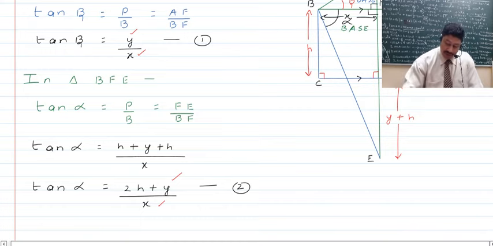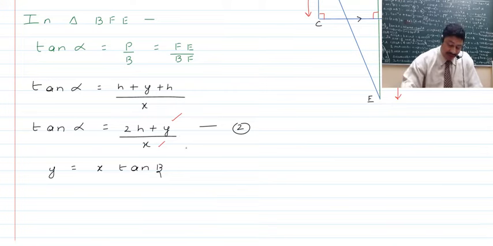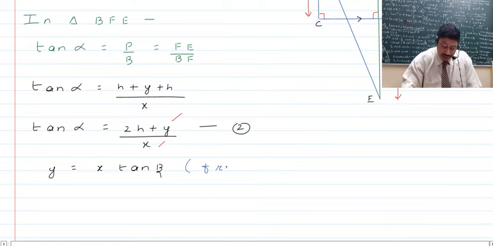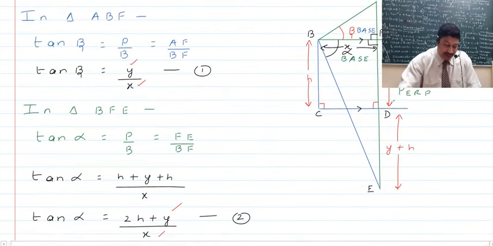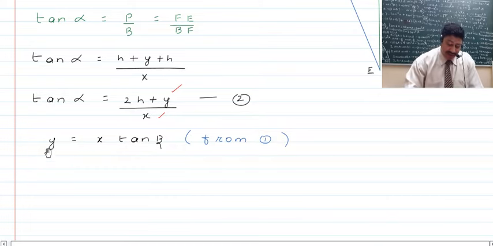So this is what we are going to now do. That is, we will keep the value of Y equal to X tan beta, and we are doing this from equation number 1, right? So from equation number 1, what have we got? We have got Y, which can be written as equal to X tan beta, and this is the value that we've kept here, right? So this now is going to be substituted in the second equation.